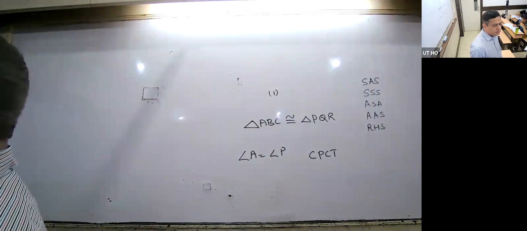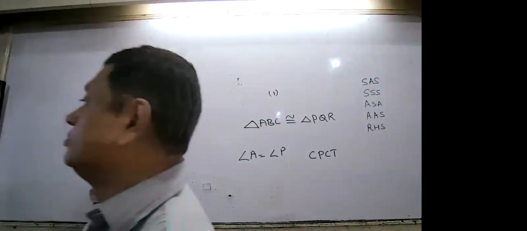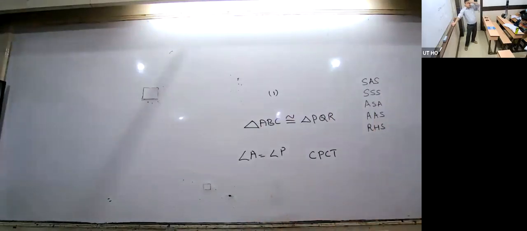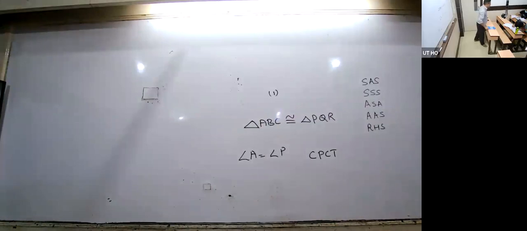Two polygons are said to be similar. One word I forgot: two polygons of the same number of sides.